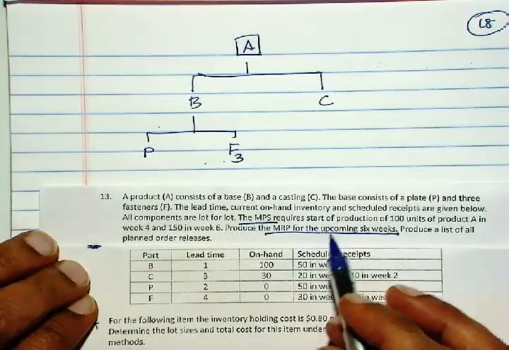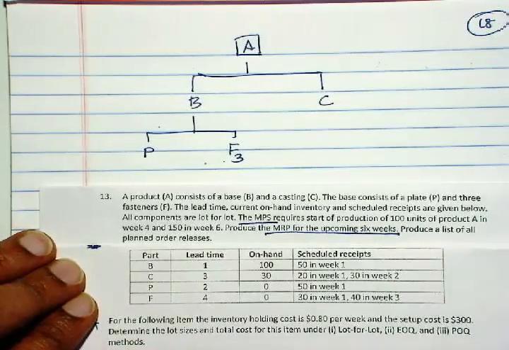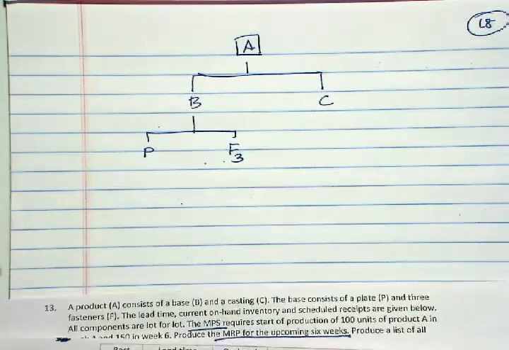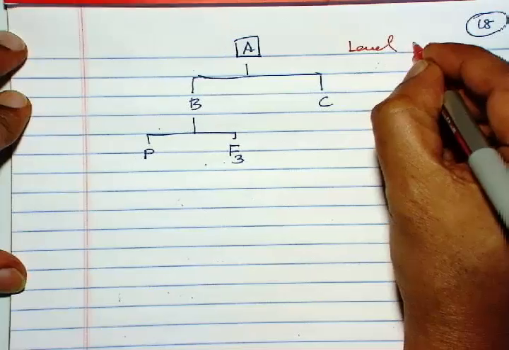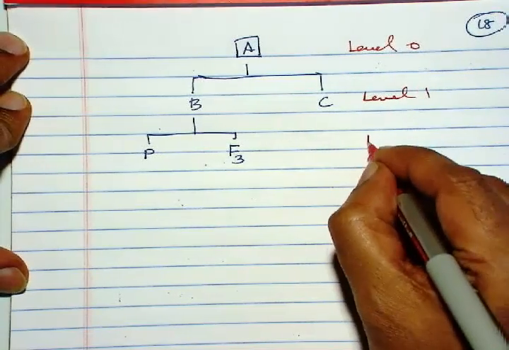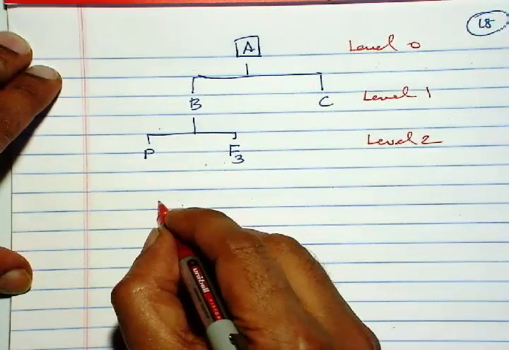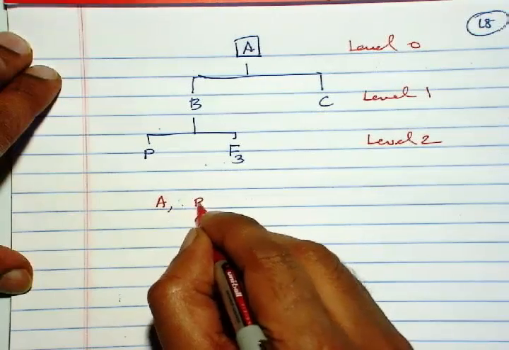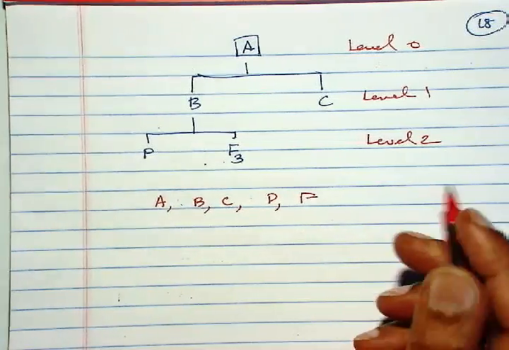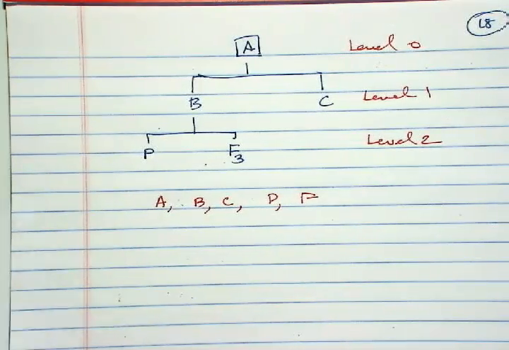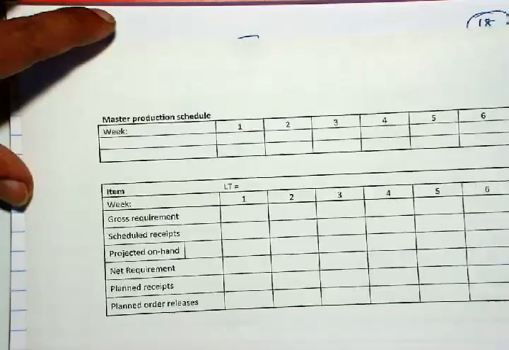Okay, now the lead time and the current on-hand inventory and scheduled receipts are given here. Now we have to develop the MRP. All right, so this is level 0, level 1, level 2. So our order of processing the item is first we do A, and then B and C, and then P and F.